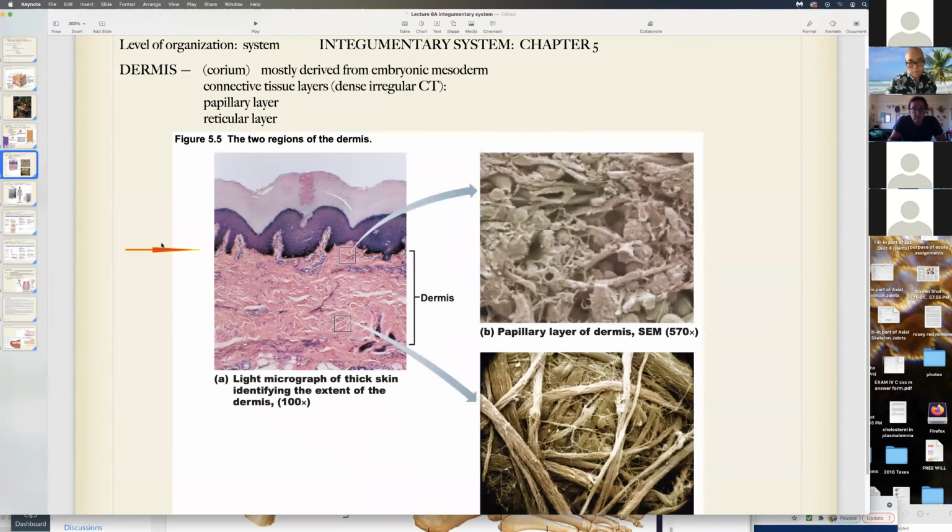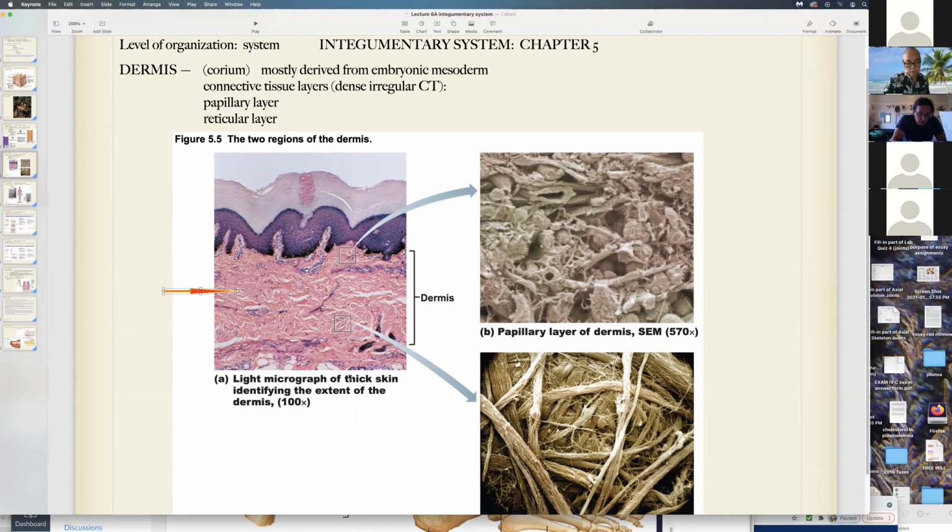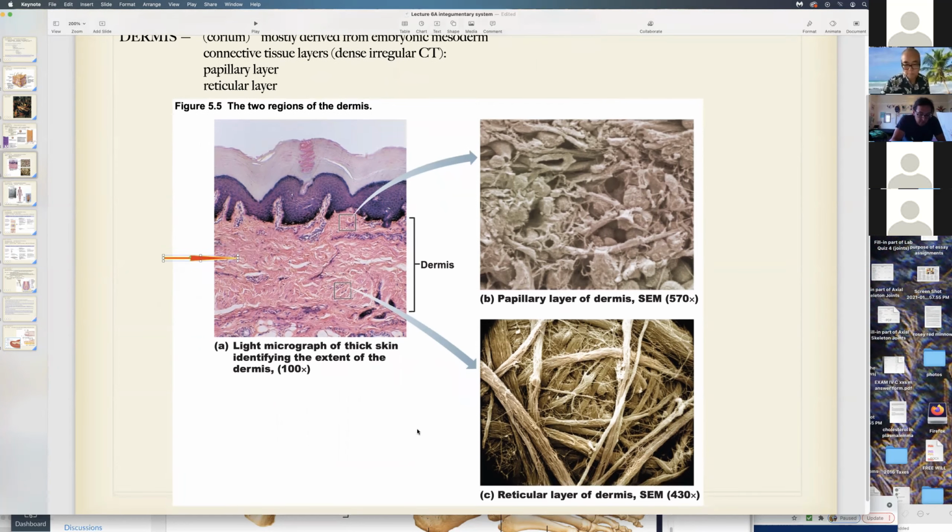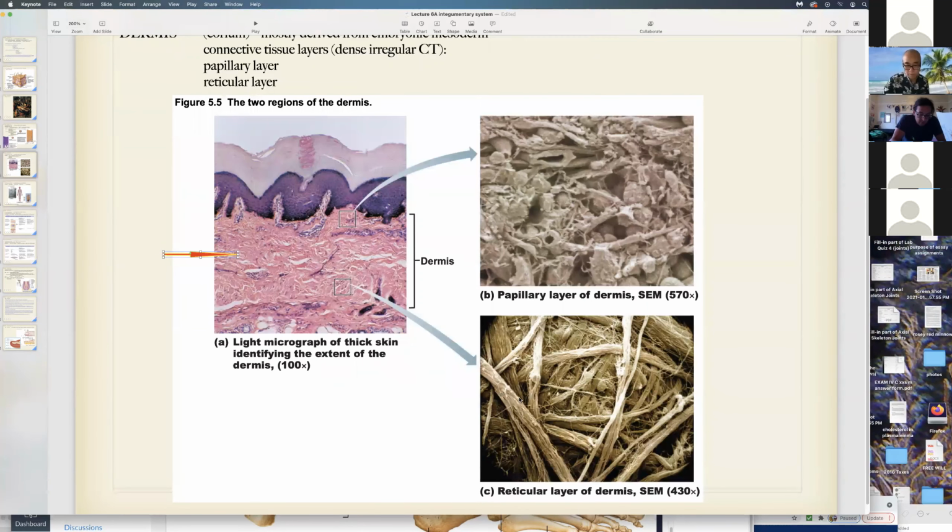Now, once you go deeper than the papillary layer, that's the reticular layer, and that's the main layer for the dense irregular connective tissue. So this is where you would have all these collagen fibers going in different directions. Okay.